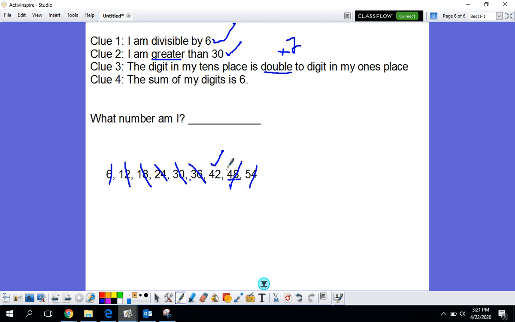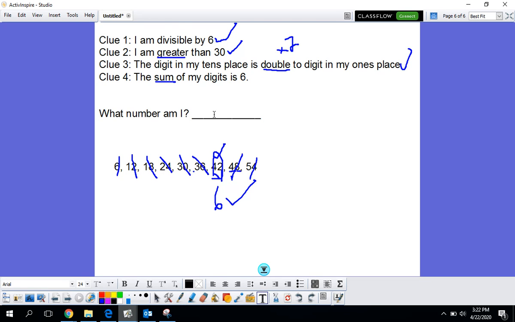Okay, so right now it seems like my number might be 42, but I need to double check my last clue to make sure. Then it says the sum of my digits is 6. Sum means addition, so I need to add the digits to make sure they're 6. 4 plus 2 gives me 6. So I know that 42 must be my number. So right here where it says what number am I, I'm going to type 42. I'm going to get rid of those lines.